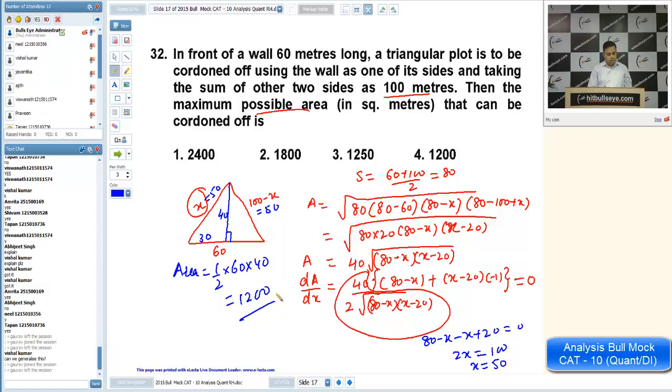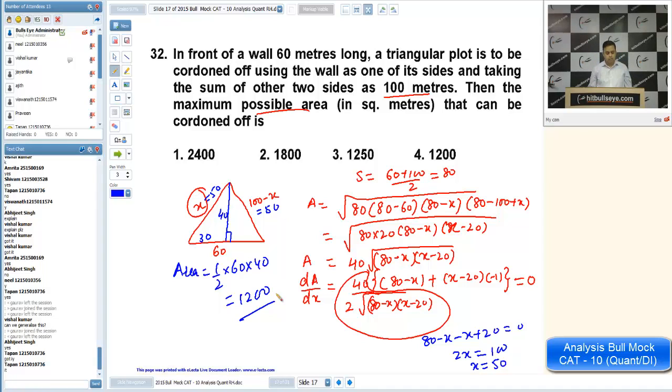Okay, Vishal, we cannot generalize it. We have to find the value of x. Abhijit, did you understand or not? Okay, since the question was of maxima and minima, we have to find the derivative after finding the area.